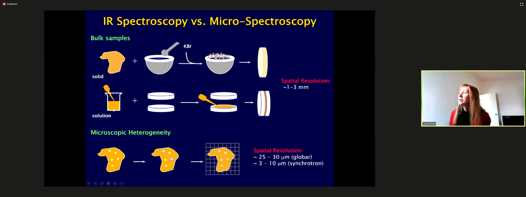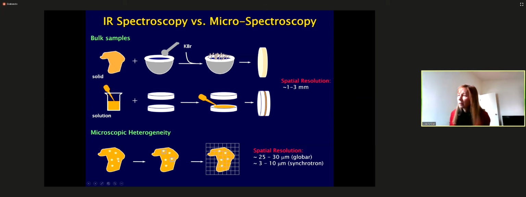If you have a liquid, if you have a solution, you can do a similar type of thing. You can take your solution, sandwich it between two infrared transparent discs, close that together and take an infrared spectrum. So your typical infrared spectrometer has a beam in it anywhere from about 1 to 3 millimeters in size. So if your sample is uniform on that size scale, you don't need an infrared microscope and you don't need a synchrotron.